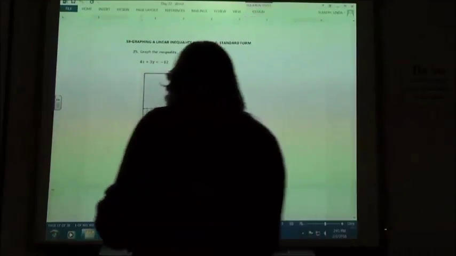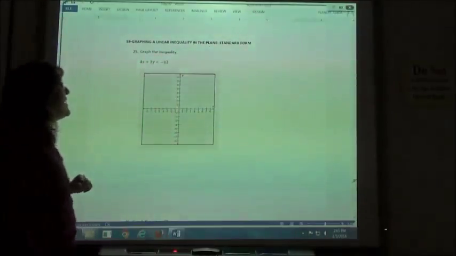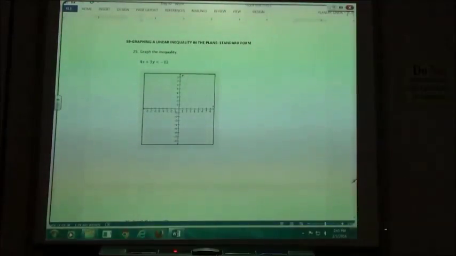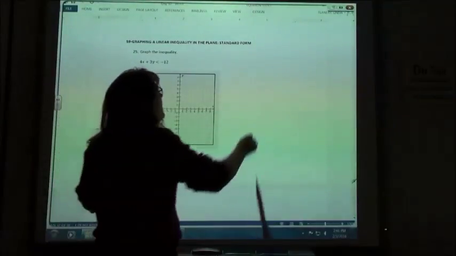For 25, 26, and 27, we are going to graph something that's in standard form. You could go ahead and rearrange it and solve it for y, but you have to remember, if you divide by a negative, you have to flip your inequality sign. So a lot of people make mistakes doing that. So I like to graph anything that's in standard form by finding my x and my y-intercept.